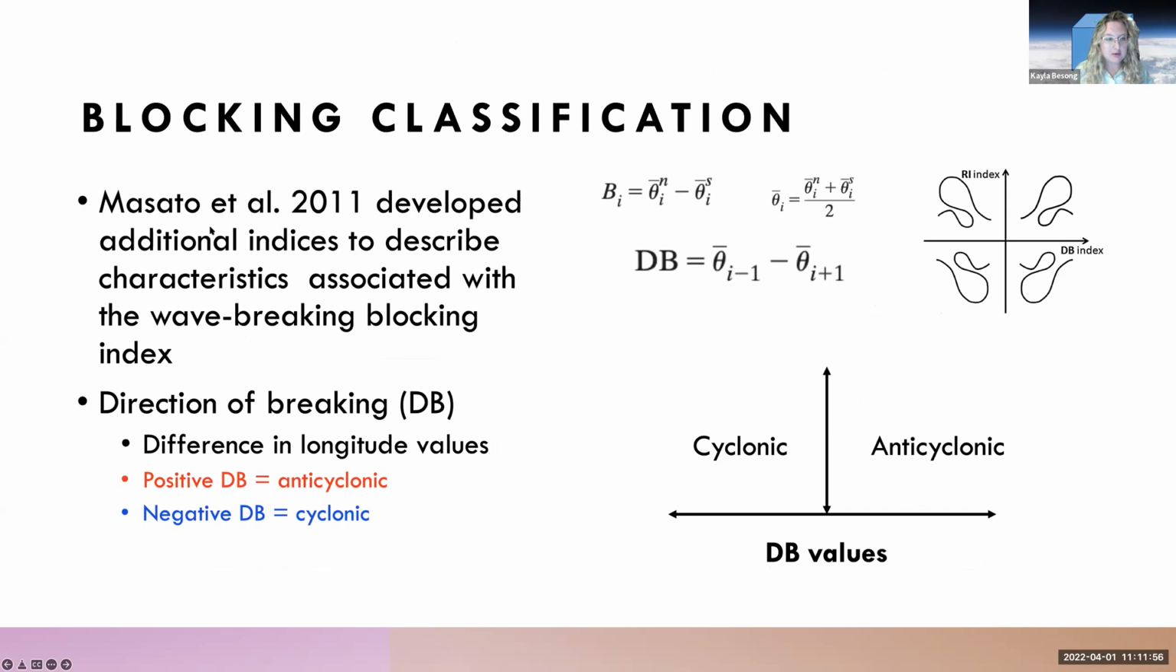Further, Masato et al., whose PV theta index, a curated version of which I have applied, also developed a complementary classification index to the wave breaking blocking, or PV theta, index. Based on the index value that you receive, you're able to calculate the direction of breaking occurring at blocking onset, right? When you get a positive direction of breaking value, you get an anticyclonic Rossby wave breaking, whereas with a negative value you get cyclonic, right? It's essentially determined on this phase space here.